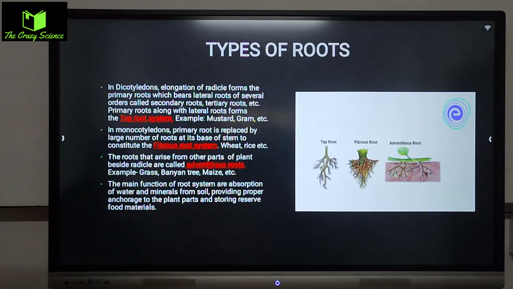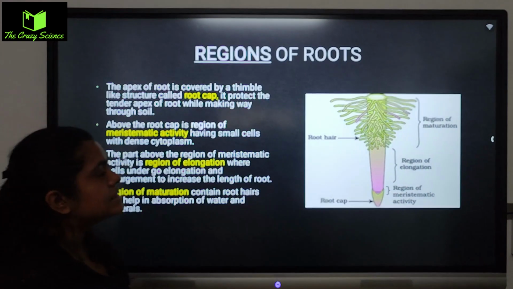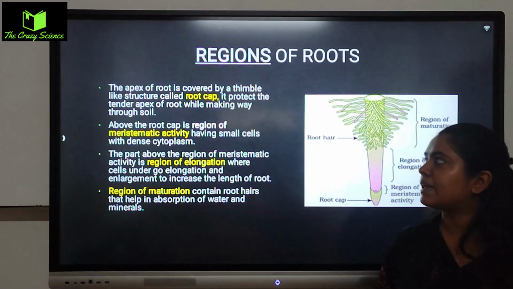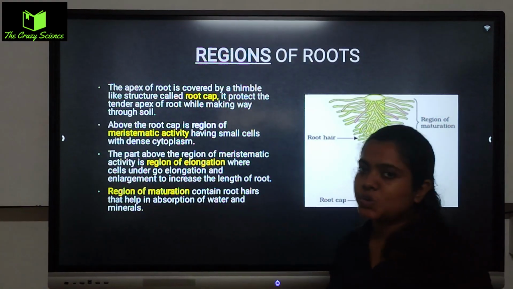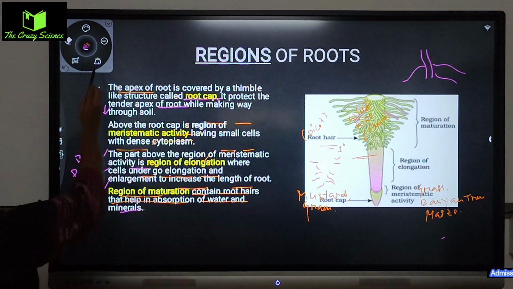Next, our next topic is regions of the root. As we discuss only the root today, we saw the types, the shoot system, the root system. Now we'll be talking about the regions today. So what is there in the regions, let's find out.